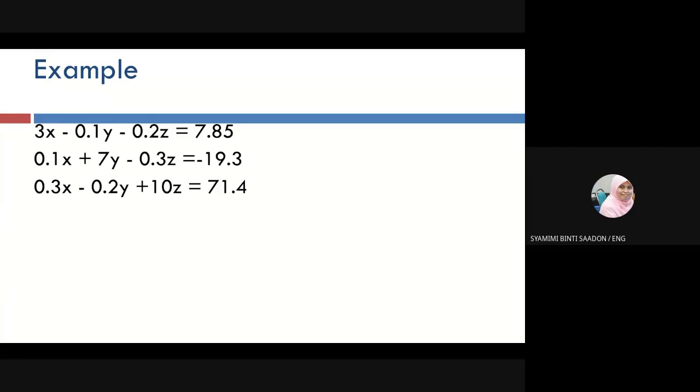So for this linear algebra equation, you will get only one solution. Okay, so we have x1 equals what?